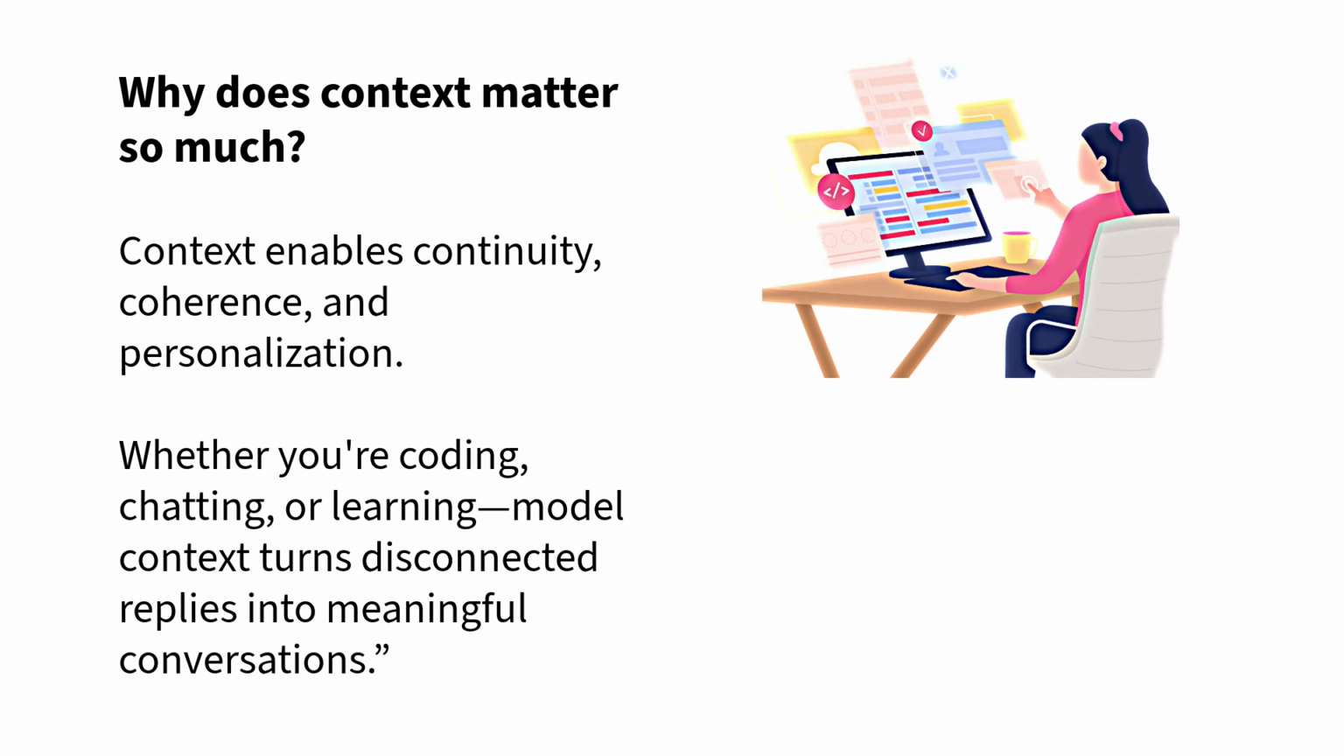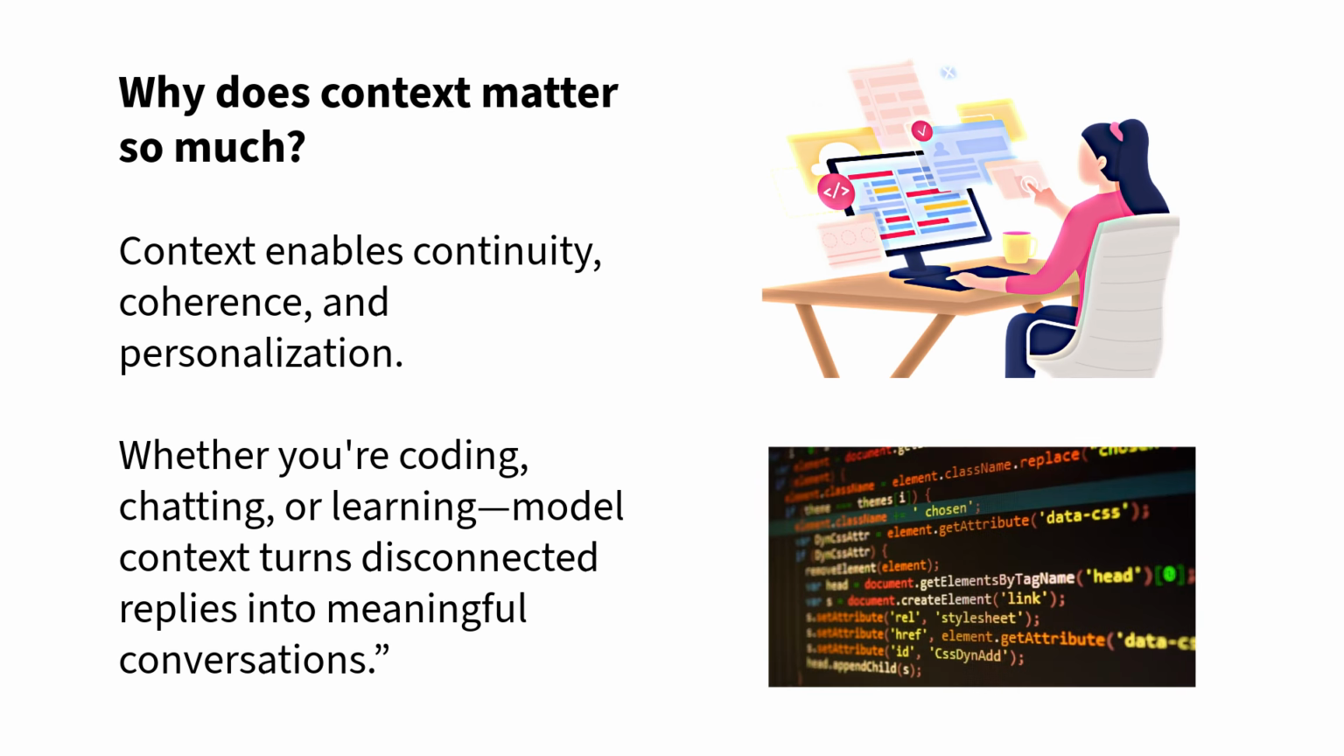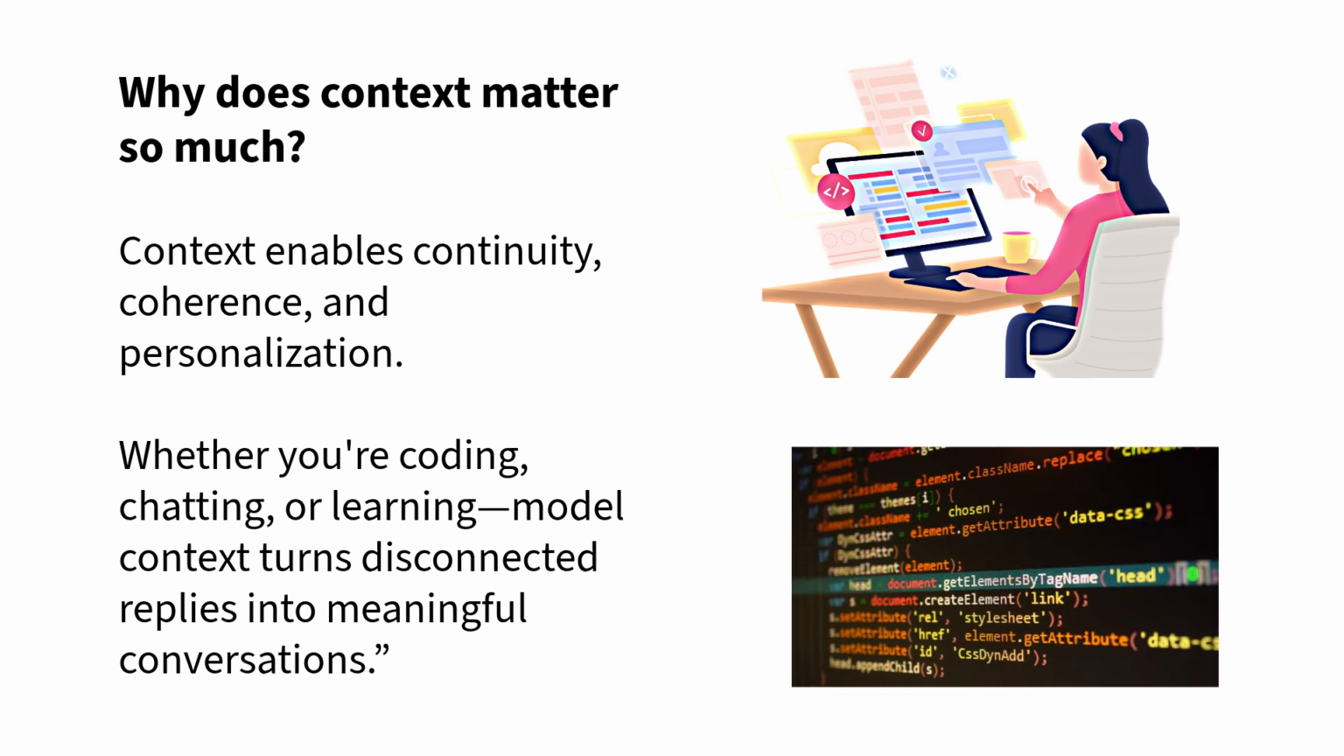Why does context matter so much? Because without it, AI would treat every input like a blank slate. Imagine telling a story and the listener forgets what you said after every sentence. Context enables continuity, coherence, and personalization. Whether you're coding, chatting, or learning, model context turns disconnected replies into meaningful conversations.